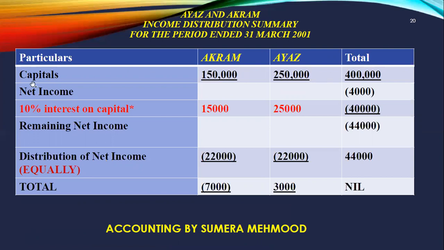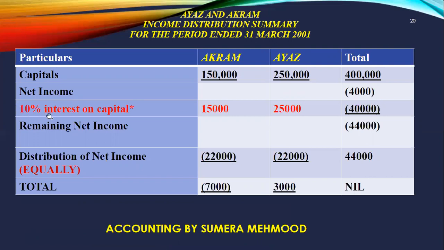What I will do then in the second step, I will write the net income, and this net income can be positive or negative. But once I write it down, a negative value over here means 4,000 in a bracket. This shows that it will be your net loss.